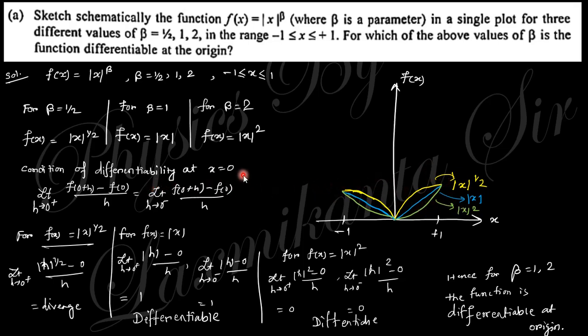Now for continuity at x equals 0, we just check 0 plus and 0 minus. So for β = 1/2, this function will diverge, so this cannot be differentiable, right? For β equals 1, you can see left and right are equal, so this is differentiable. For β equals 2, this is also equal, so this is also differentiable. For β equals 1 and 2, the function is differentiable at the origin, right? If there is any doubt, you must comment in the comment box.